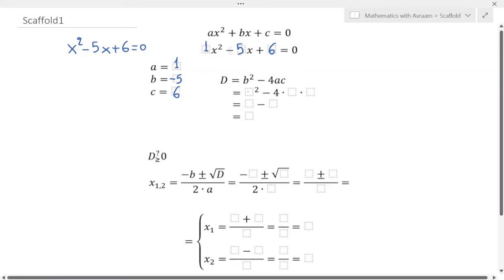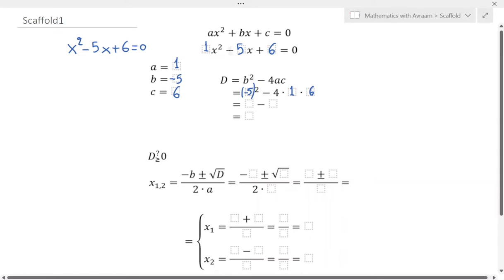So b should be here, and b is minus 5. One little detail: when these numbers are negative, we always have to use them with parentheses. So minus 5 here should be in parentheses, minus 5 squared. Then we have minus 4, then we need a. A is 1, and c is 6. These two numbers are positive, so we don't have to use parentheses.